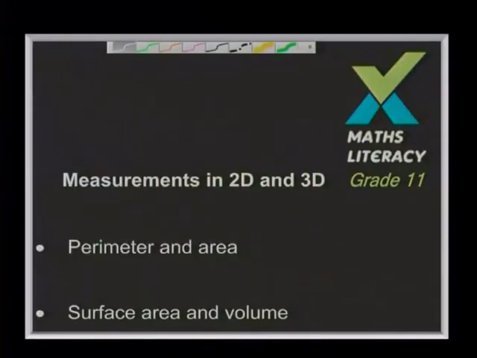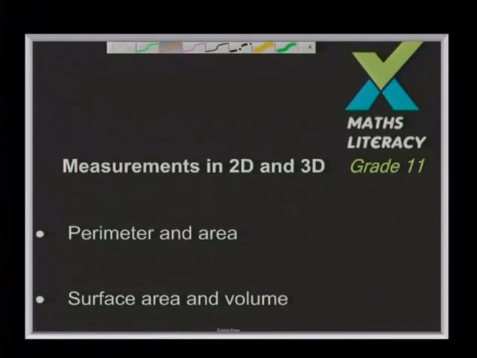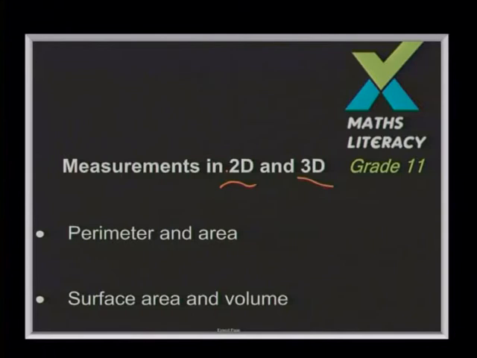So first let's look at our outline of what we're actually going to be doing. I said we're going to be doing measurement in 2D and 3D. In 2D and 3D we're going to be looking at things like perimeter, area, surface area and volume, and that should take us through most of the section. Let us start with the units of measurement.